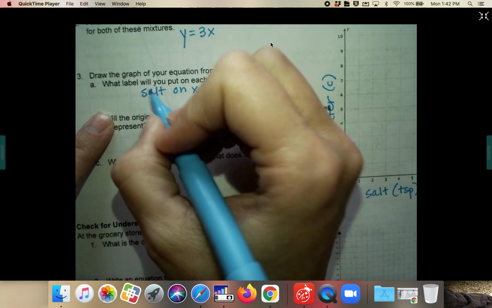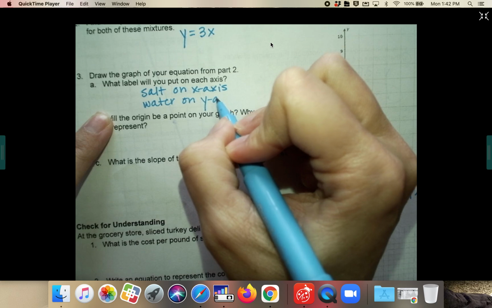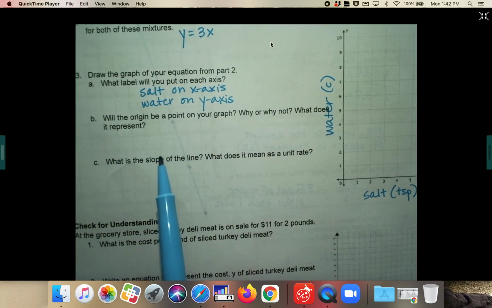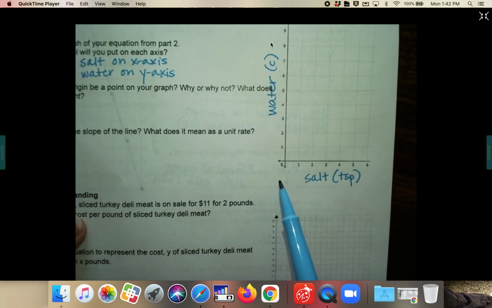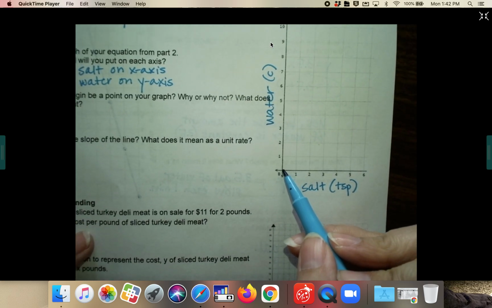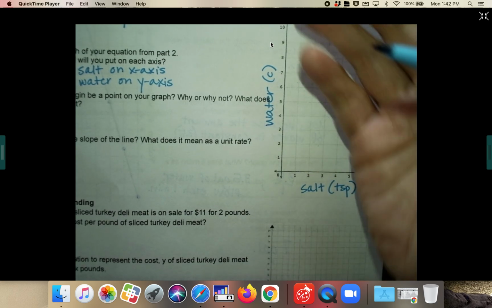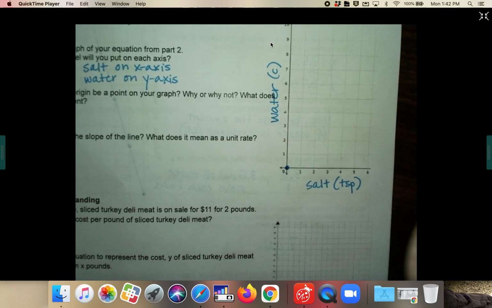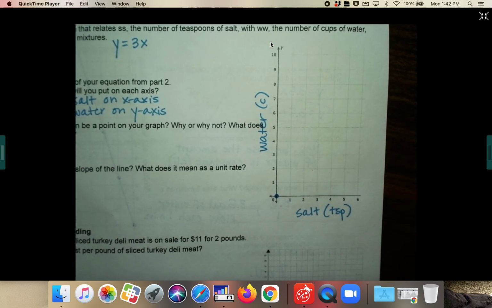And then we put water on the y-axis. Will the origin be a point on your graph? So we're asking, is (0, 0) on the graph? And the answer is yes, because if we haven't made a salt mixture yet, then we have 0 salt added for 0 cups of water. So we're going to start with nothing.